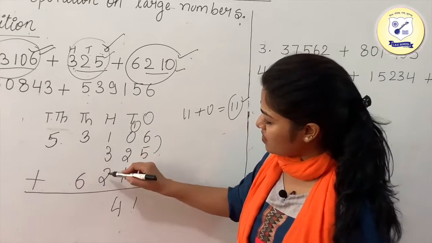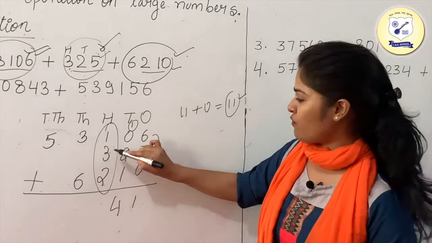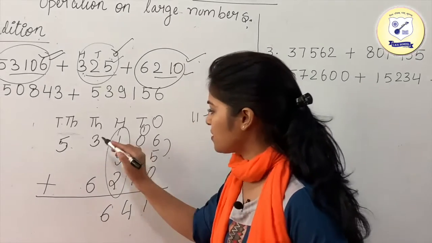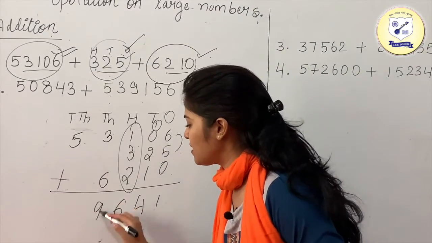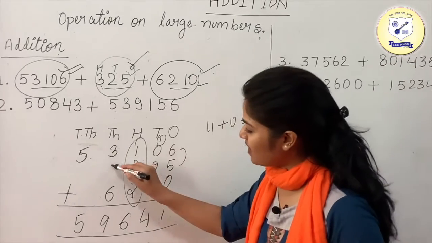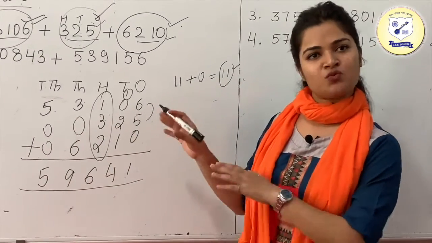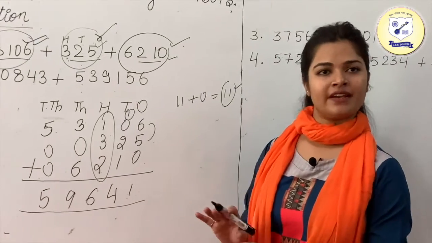Similarly, just move to next digits. On hundreds place, 1 plus 3 is 4, 4 plus 2 is 6, 3 plus 6 is 9, and this is your 5. As we are not having any digit at this place and these two places, so these places would be considered as 0, or you may consider it as blank.